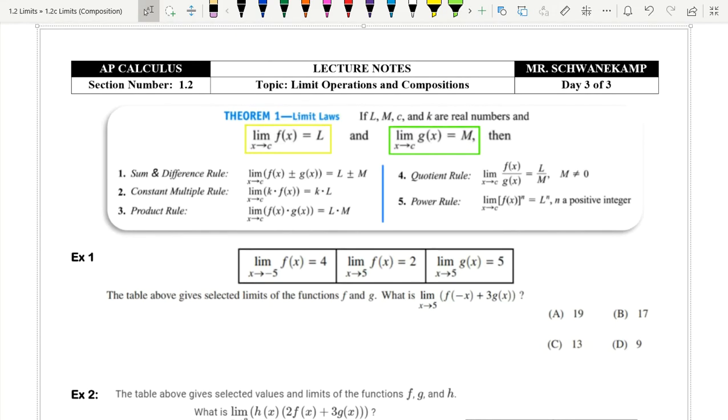We are doing limit composition. So we are finding the limit of something, but not just one function. If it just says find the limit of f or find the limit of g, that's pretty easy. It's when you start adding limits together, like taking f plus g, or taking f times g, or f divided by g, or a composition, f of g. That's when it becomes a little bit more difficult, and that's what we're focusing on today.